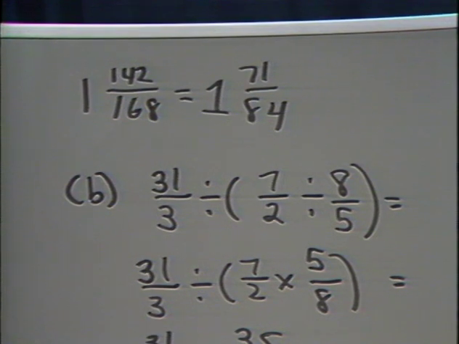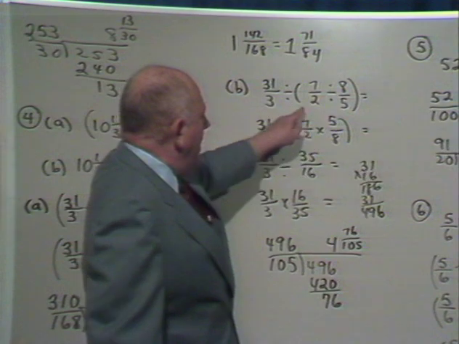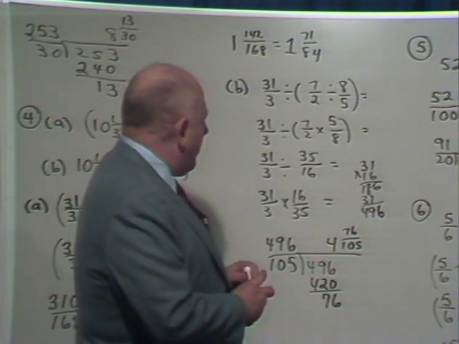71 is a prime number, so the final answer is 1 and 71 84ths. That's all there is to that problem. For part B, it's exactly the same thing, except I have to obey the grouping symbols.